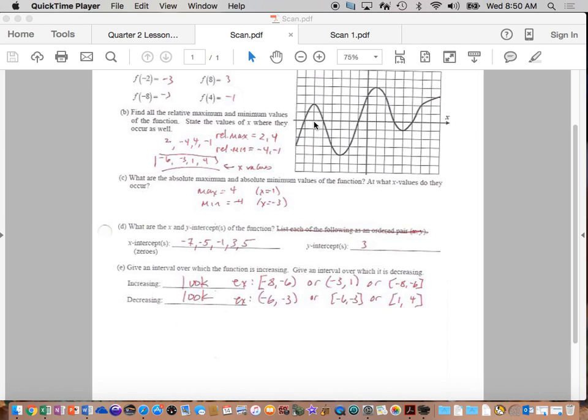When x goes from -8 to -6. But if you wrote -7 to -6, you're right also. If you wrote -8 to -7, if you wrote -7.9 to -6.1, you're also right. So I have to look at your answer and see if it works.